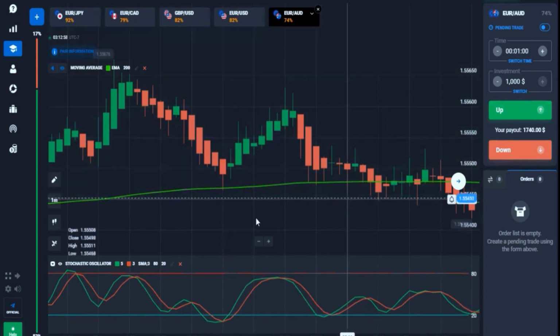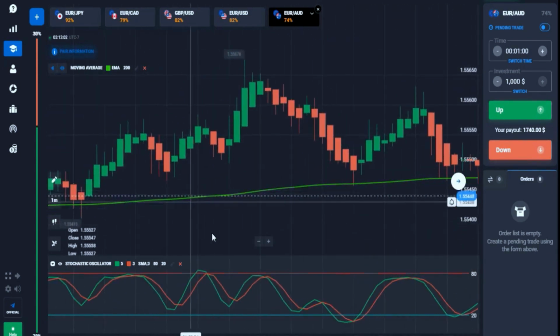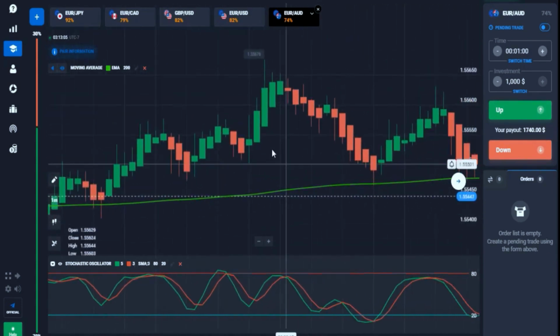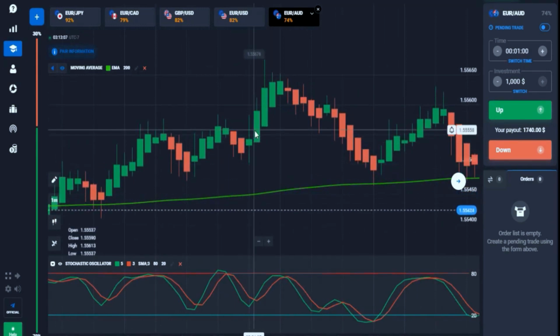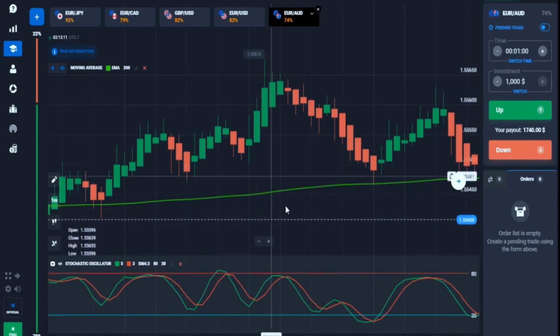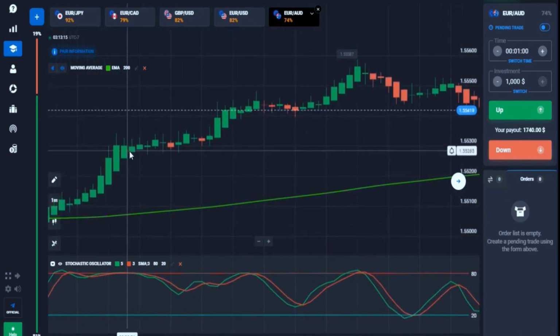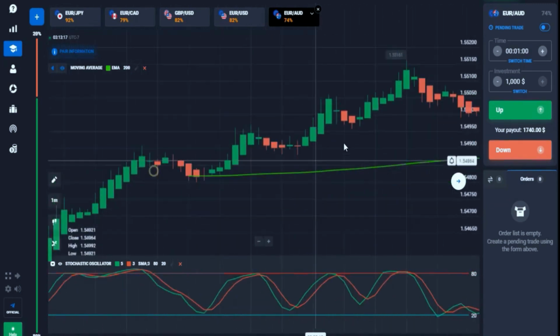For example, if we enter our trade right from this candle, let me take it back, right from this position, as you can see, we could end up in a profit even with 1, 2, 3 minutes. The same thing happens when you have your market below the moving average. Let me find a moment.